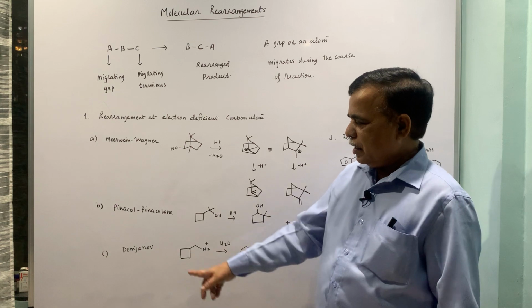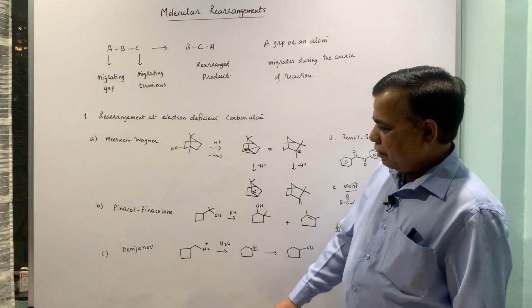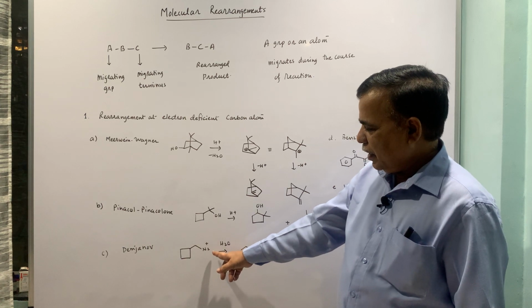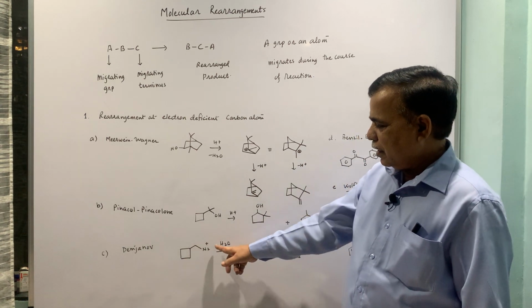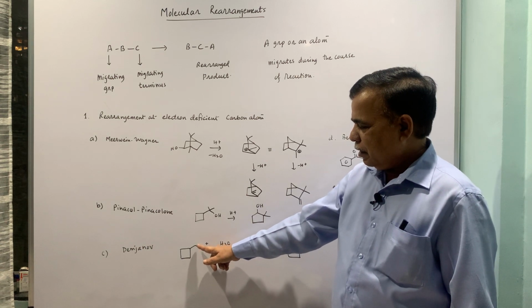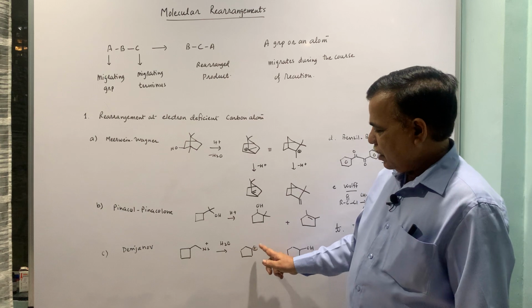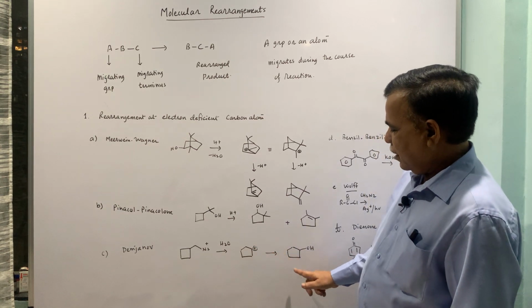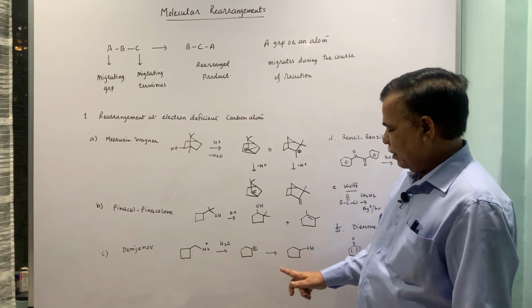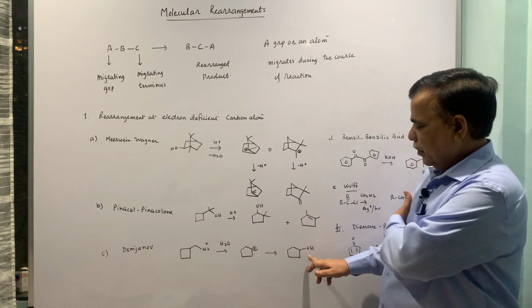Third reaction is the Demjanov rearrangement, wherein the ring expansion is seen. Now this is the leaving group, the nitrogen goes off, you generate a positive charge here, and then the ring expansion gives you this carbonium ion. This can lose a proton and get a double bond, or it can be attacked by water, so that you get an alcohol.